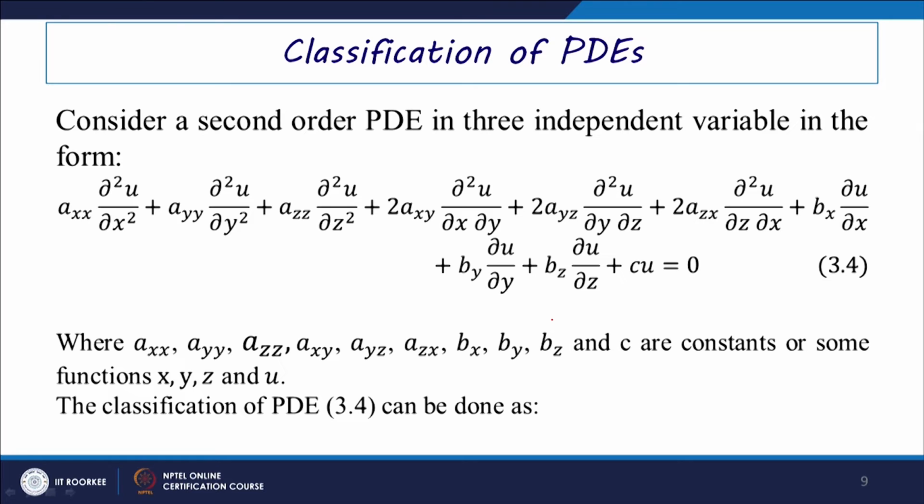Especially if we want to write this in a compact form, we can signify these last three terms as e terms here. The remaining terms, axx, ayy, azz, axy, ayz and azx, consist of all the variables which are of second order in the partial differential sense. So, we can go for the classification of this partial differential equation here.